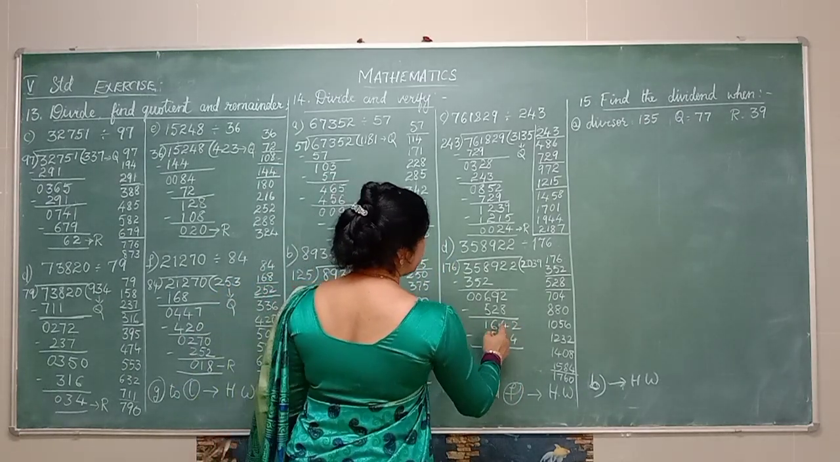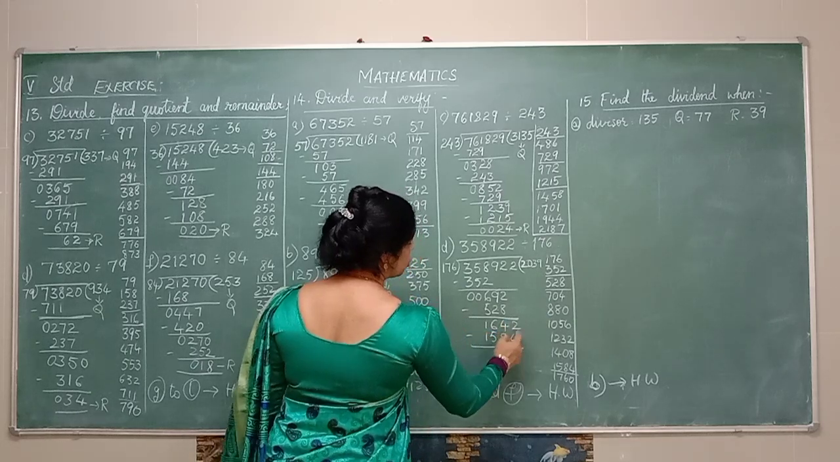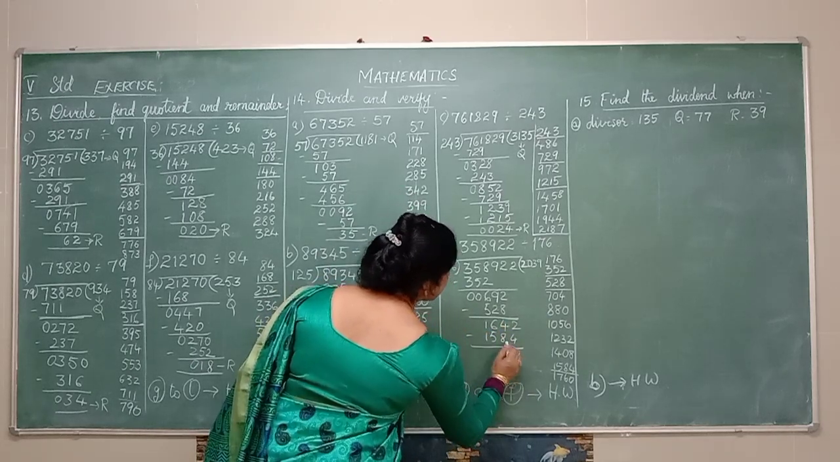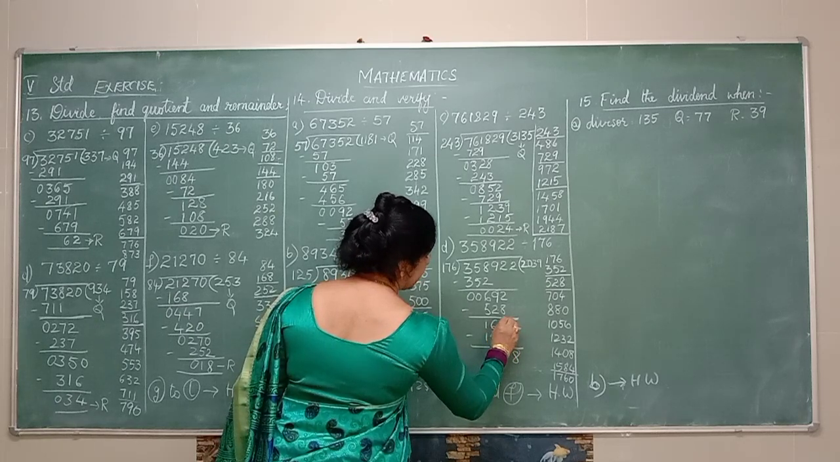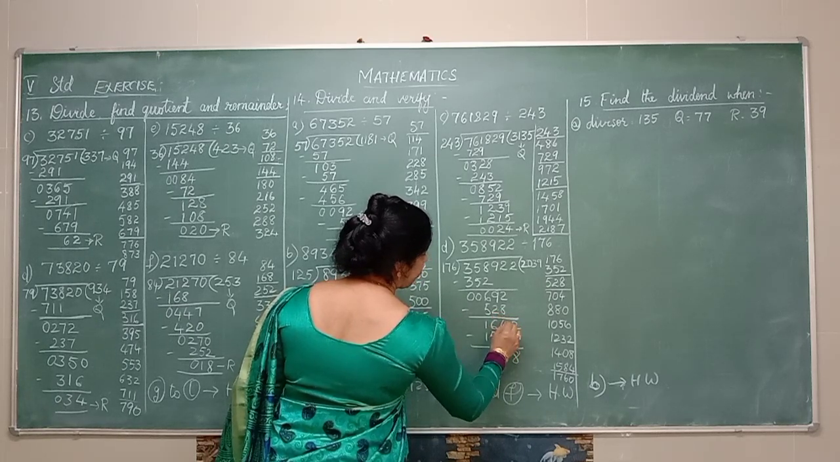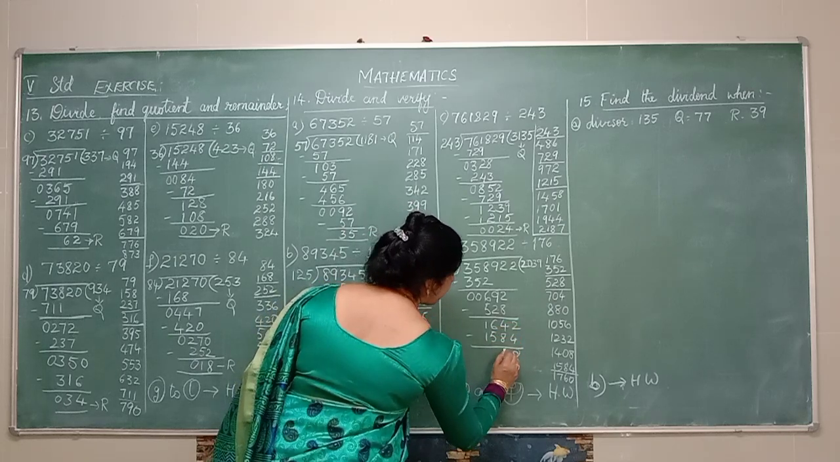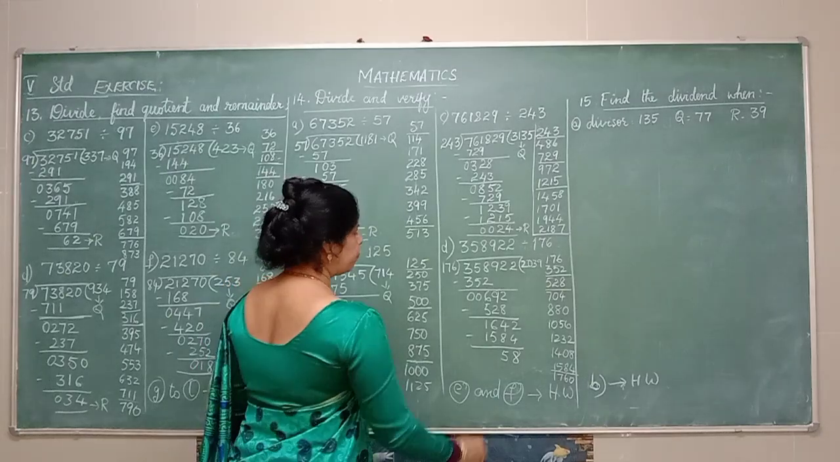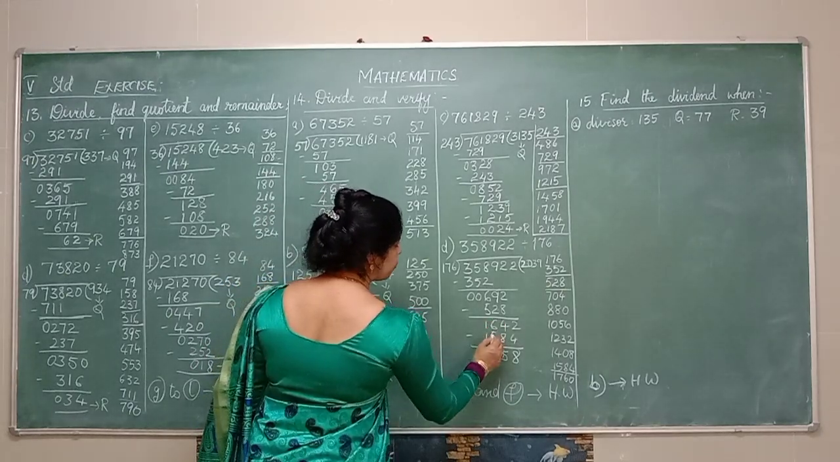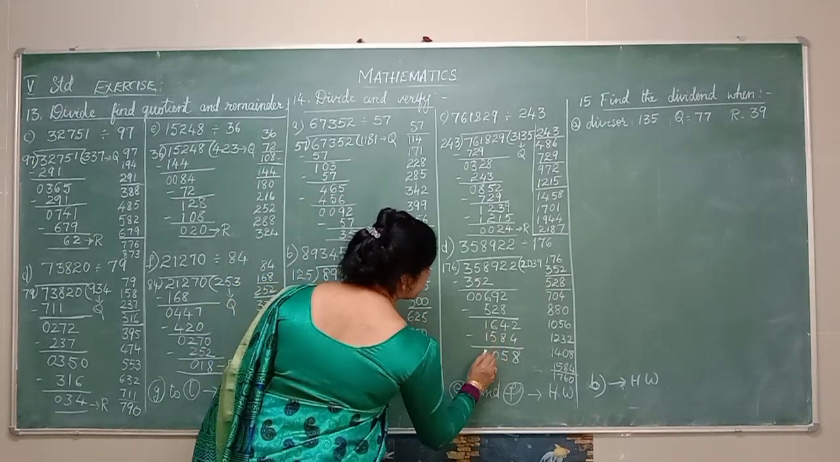It becomes 12. Here it will be 3. Got it? So 12 minus 4 is 8. From 3 you cannot minus 8. So you are borrowing here. This becomes 13. And here it will be 5. 13 minus 8 is 5. And here 5 will remain. So 5 minus 5 is 0. 1 minus 1 is 0.